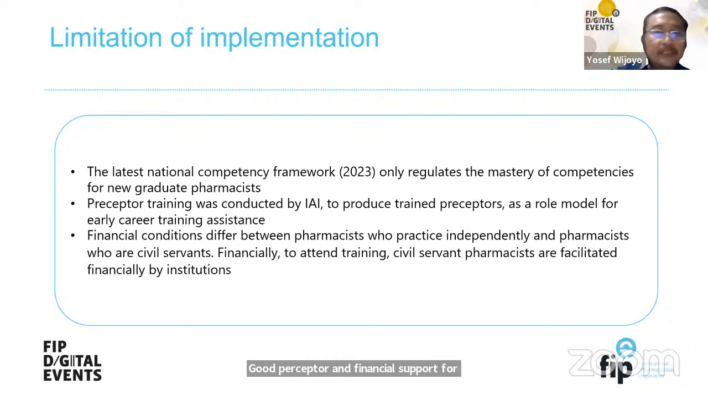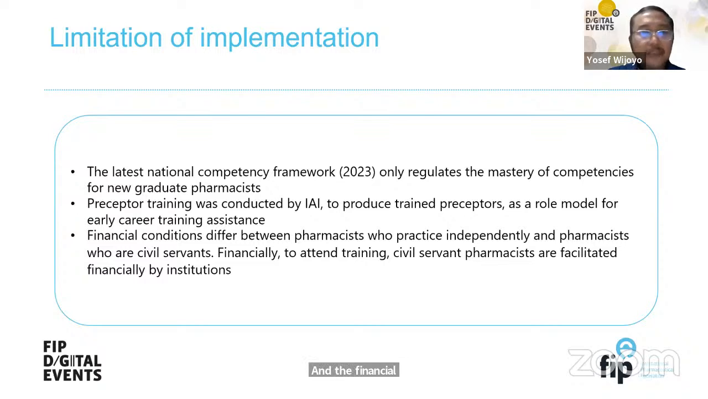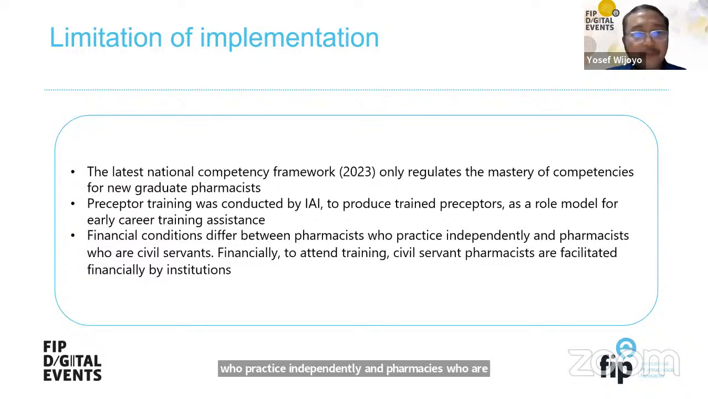For example, for the National Competency Framework, the last National Competency Framework this year only regulates the mastery of the competency for new graduate pharmacists. And for the preceptor, there is a limited number of qualified preceptors in Indonesia, and the financial condition differs between pharmacists who practice independently and pharmacists who are civil servants. Financially, and to attend training, civil servant pharmacists are facilitated financially by the institution.